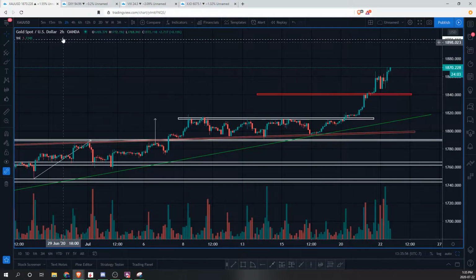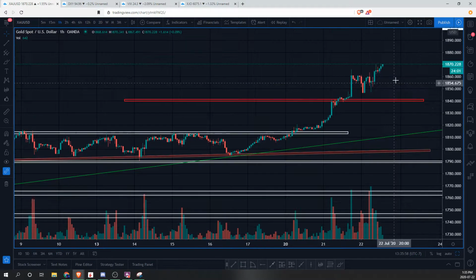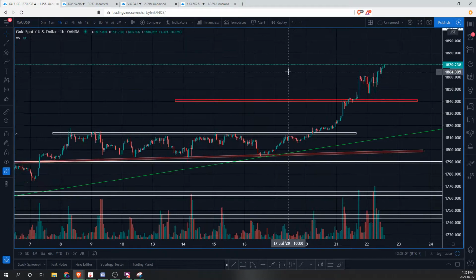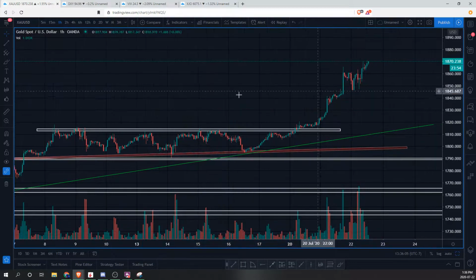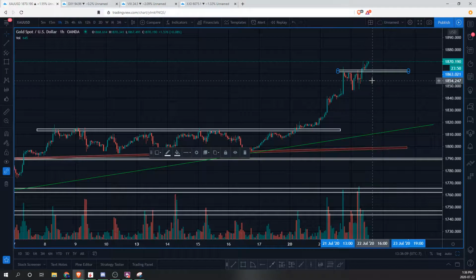So we can see gold is still moving to the upside here. Holy wow. Got a nice horizontal level. So that was the previous target. We did see this ascending zone. Let's get a rectangle there.